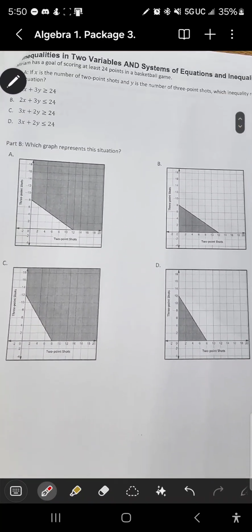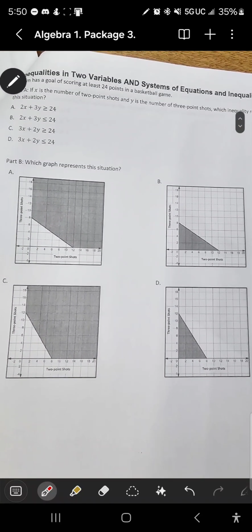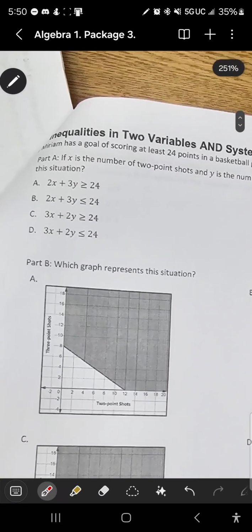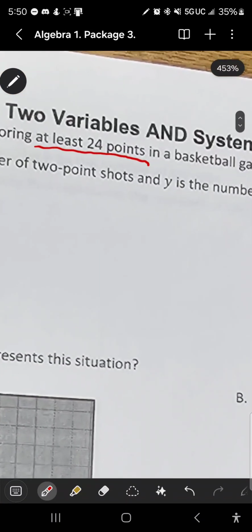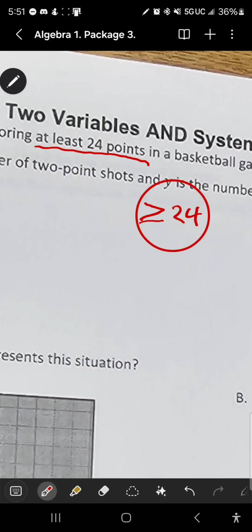Now I think I'll do this last one. Let's see. Miriam has a goal of scoring at least 24 points in a basketball game. So it needs to be at least, so it needs to be 24 or greater. It's greater than 24 or equal to 24. So this is the sign we're looking for.